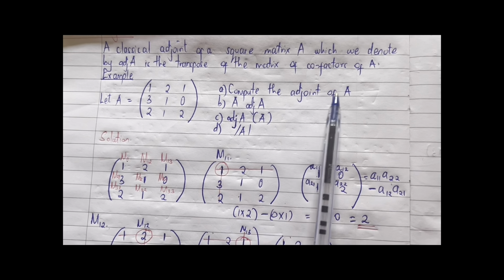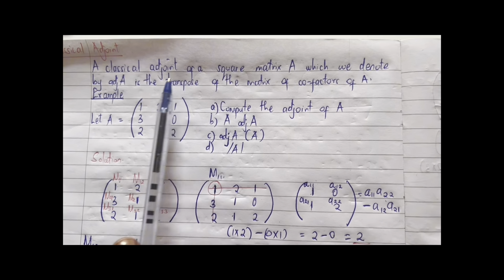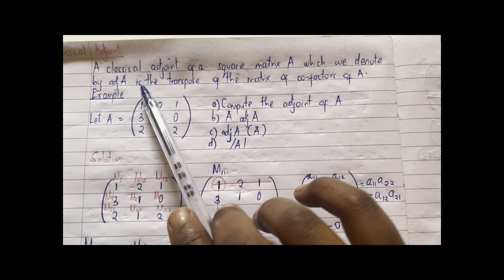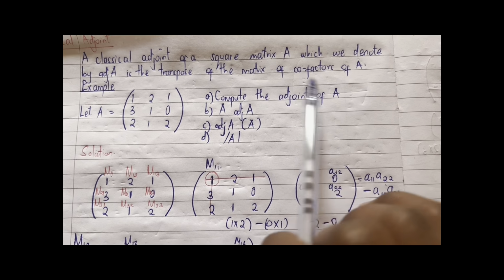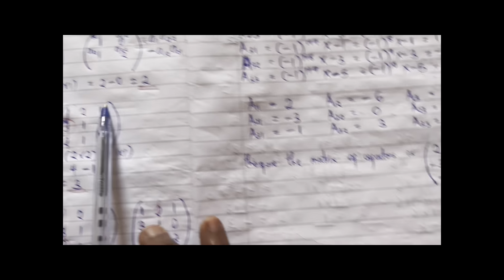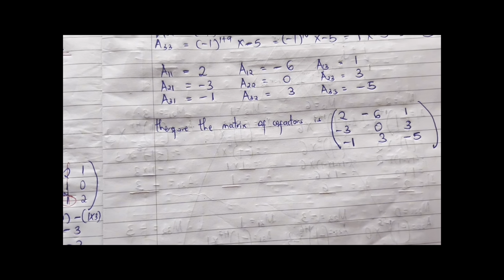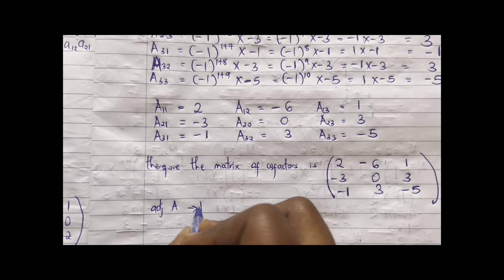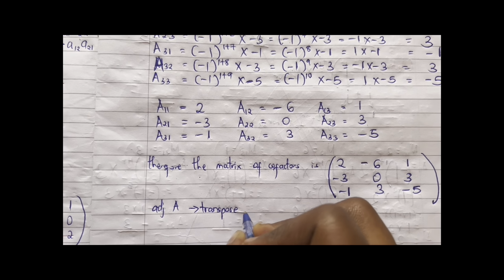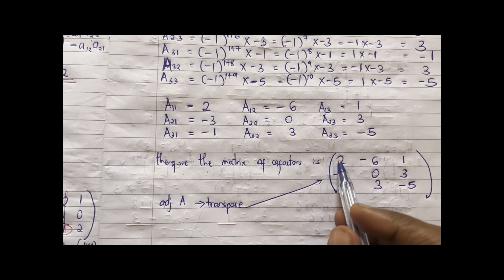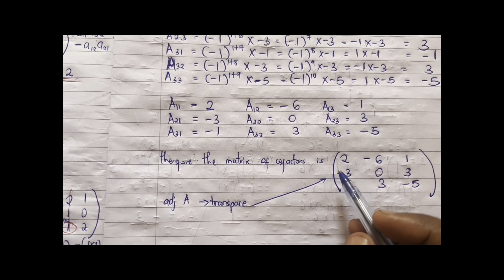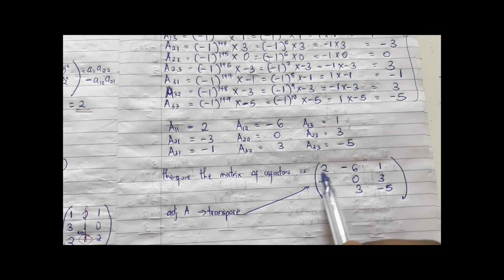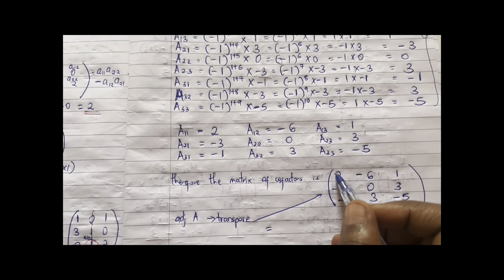Our question was to compute the adjoint of A, the classical adjoint. The classical adjoint of a square matrix A, which we denote by adjoint A, is the transpose of the matrix of cofactors of A. We already have the matrix of the cofactors, so we need to transpose it to find the classical adjoint. Transposing simply means changing the rows to become columns and columns to become rows.